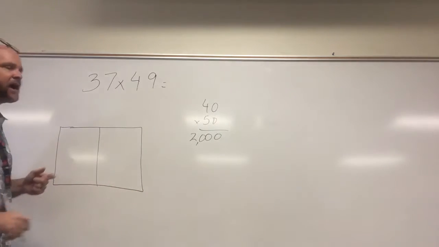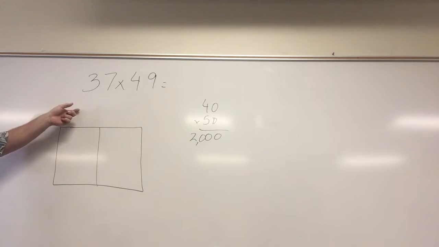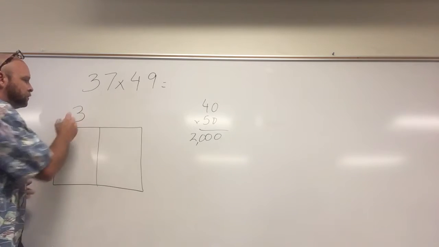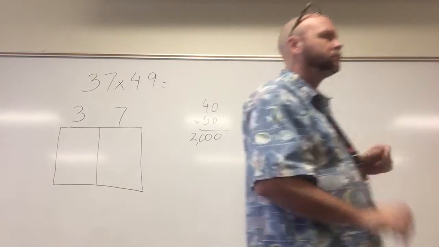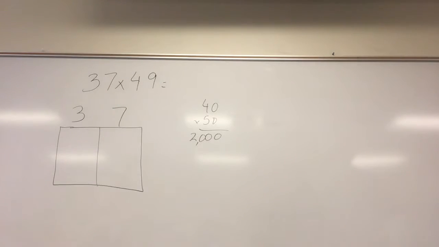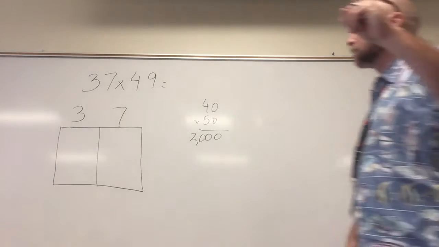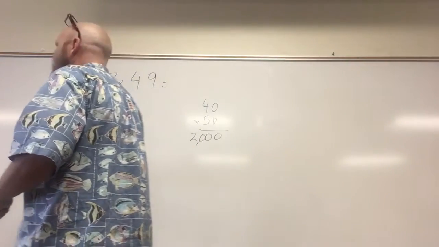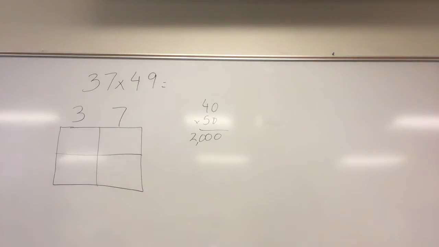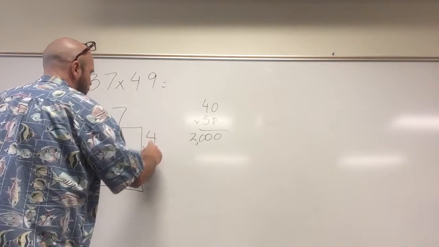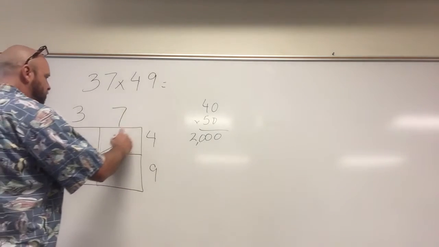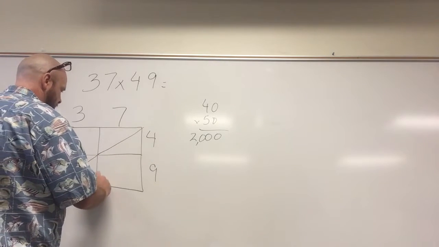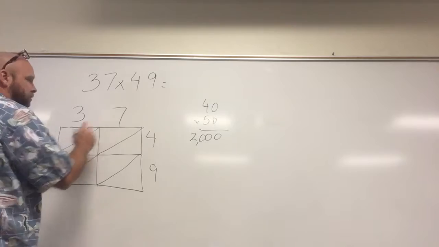I'm going to take my first factor and I'm going to put it on the top, one digit at a time. So 3 goes in this column, 7 goes in that column. I'm going to take my second factor, and each digit in my second factor gets a row. So a 4 there and a 9 there. Now I got to divide these by diagonals, because that's what it tells us to do.